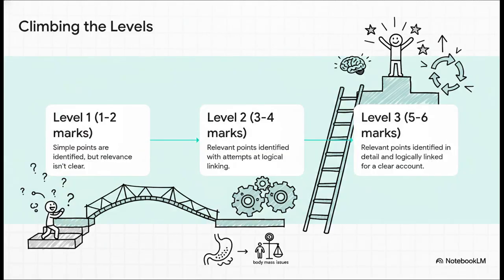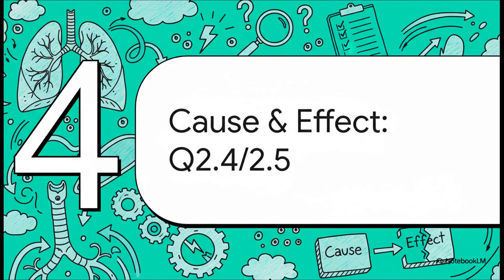So, how do you actually get all 6 of those marks? You've got to climb the ladder. A level 1 answer is just a list of a few simple facts. A level 2 answer starts to connect those facts. But to get to the top, for a level 3 answer, you need to tell a complete logical story, linking all the key points with good detail, and this is crucial. You must talk about both parts of the question, the digestion and the body mass, to get into that top end. Okay, we are on the home stretch now.